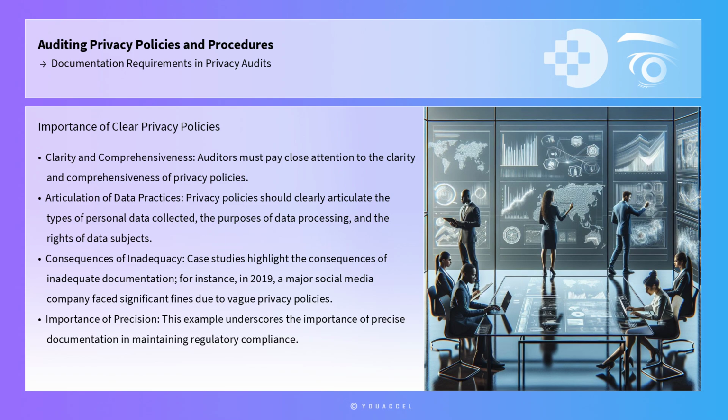In evaluating documentation, auditors must pay close attention to the clarity and comprehensiveness of privacy policies. Privacy policies should clearly articulate the types of personal data collected, the purposes of data processing, and the rights of data subjects. Case studies highlight the consequences of inadequate documentation. For instance, in 2019, a major social media company faced significant fines due to vague privacy policies that failed to inform users adequately about data processing practices. This example underscores the importance of precise documentation in maintaining regulatory compliance.